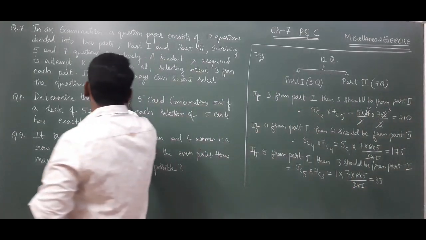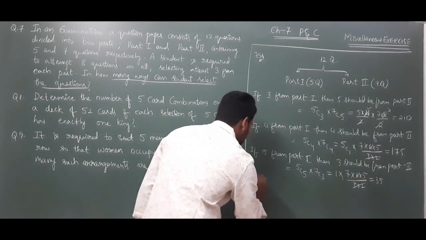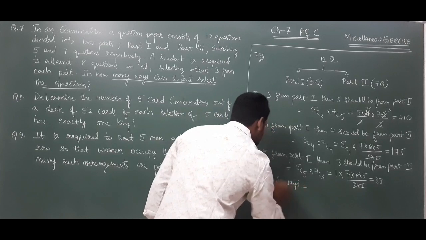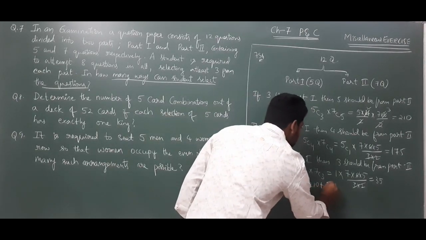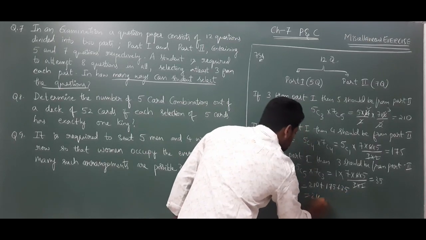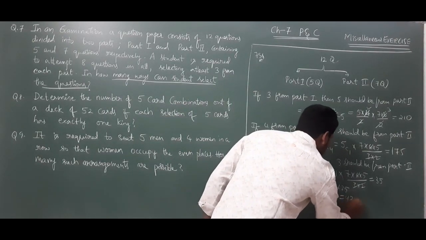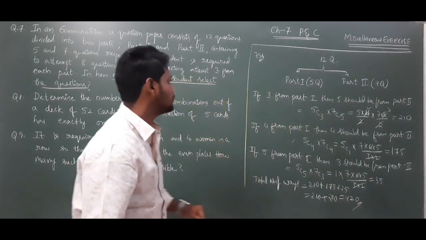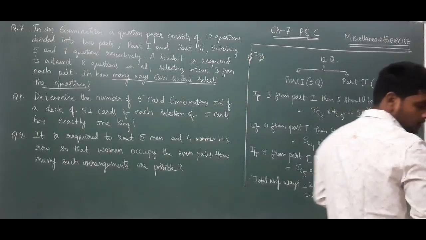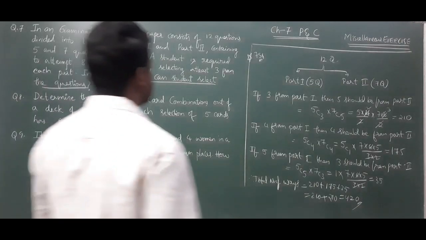Therefore, the total number of ways a student can select the questions is 210 plus 175 plus 35, which is equal to 420 ways. So this is about question number 7. This is also important for 3 marks. Note down. Next, question number 8.